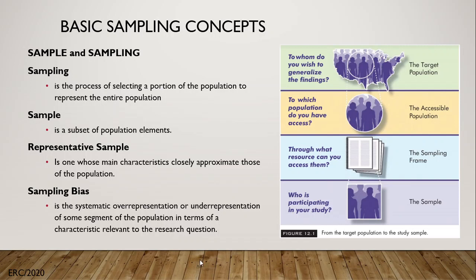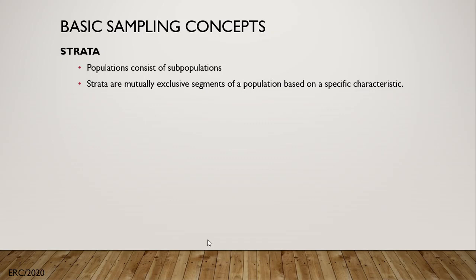Okay? Next is the strata. Okay, when we say strata naman, is the population consists of subpopulations. Okay, for example, from that populations, then magkakaroon ka pa ng major specific category. Okay, so that's what we call strata. Okay, strata are mutually exclusive segments of a population based on specific characteristics.